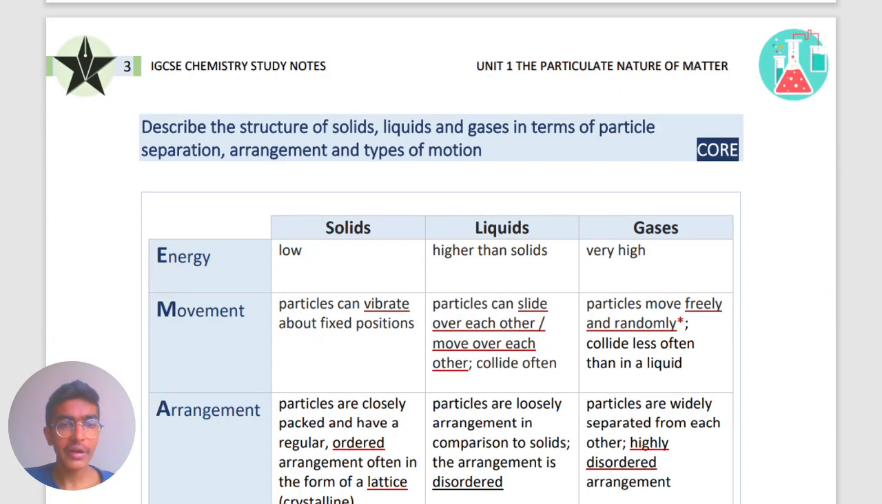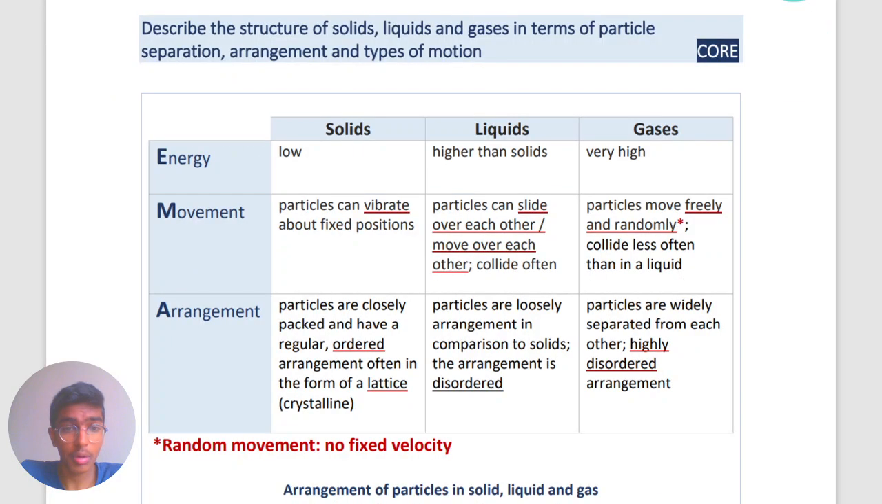The next topic, we're going to have a look at how the structure of solids, liquids, and gases are different. And this, we will look at the EMA. The EMA simply means the energy, the movement, and the arrangement. So we're going to have a look at it in terms of energy, in terms of movement, and finally in terms of arrangement. So many questions say, describe the arrangement, describe the movement, describe energy. So you need to know this table also.